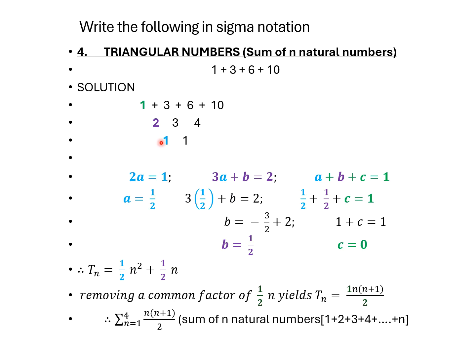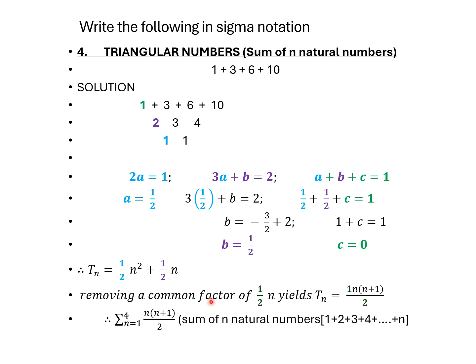All right, so 2a equals 1, a equals 1 divided by 2, which gives me half. Then I have 3a plus b equals 2, right? So a equals half, 3 times 1 over 2 plus b equals 2. If I take that over, that's 3 over 2. If I take it that side, 2 minus 3 over 2, b equals half. If I say a plus b, half plus half, would give me 1. If I take it over, equal to 1. So 1 minus 1 would give me c equals 0. So Tn equals half n squared plus half n.